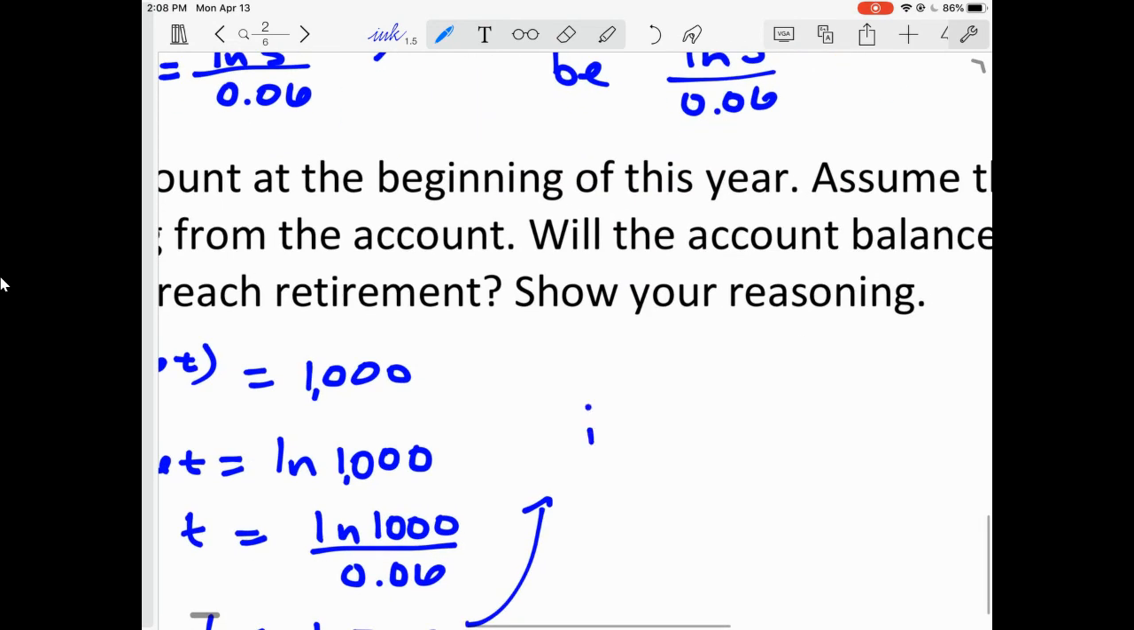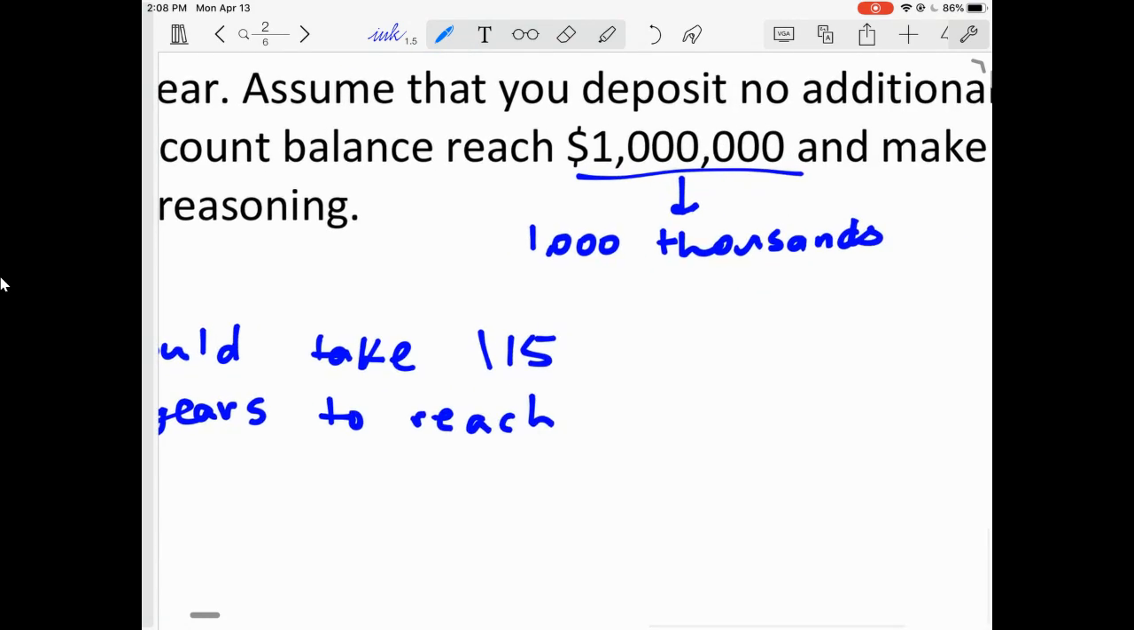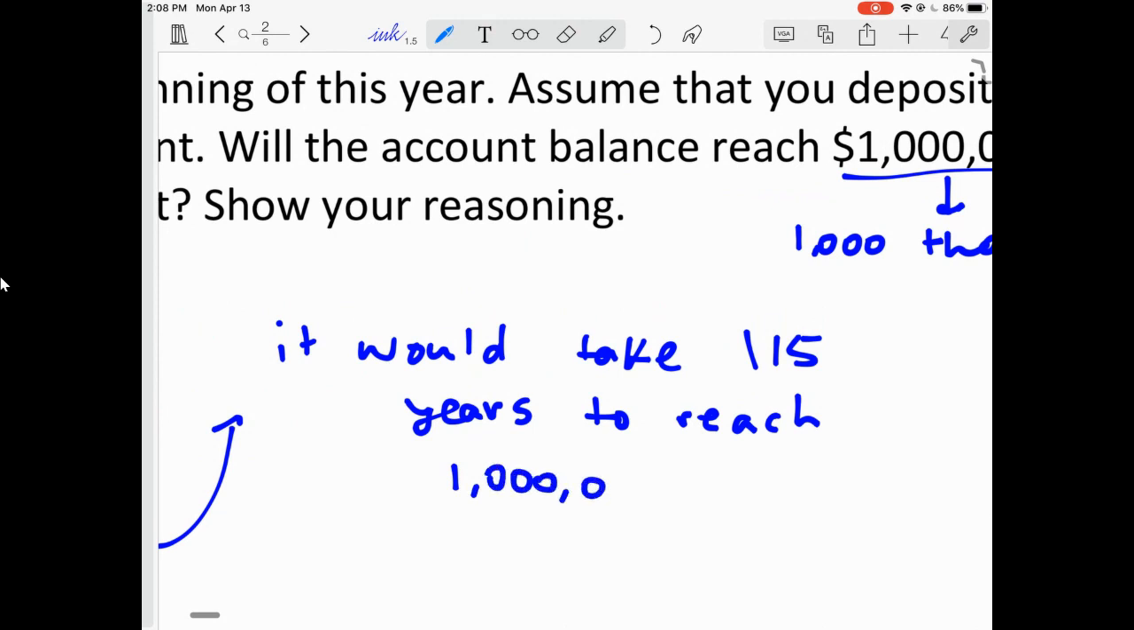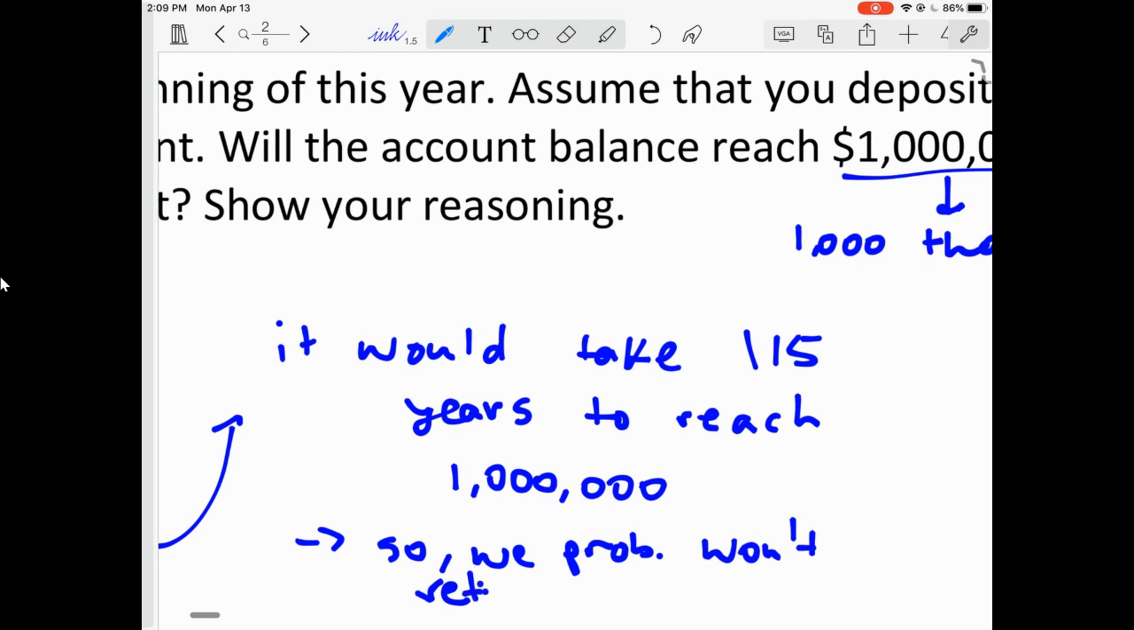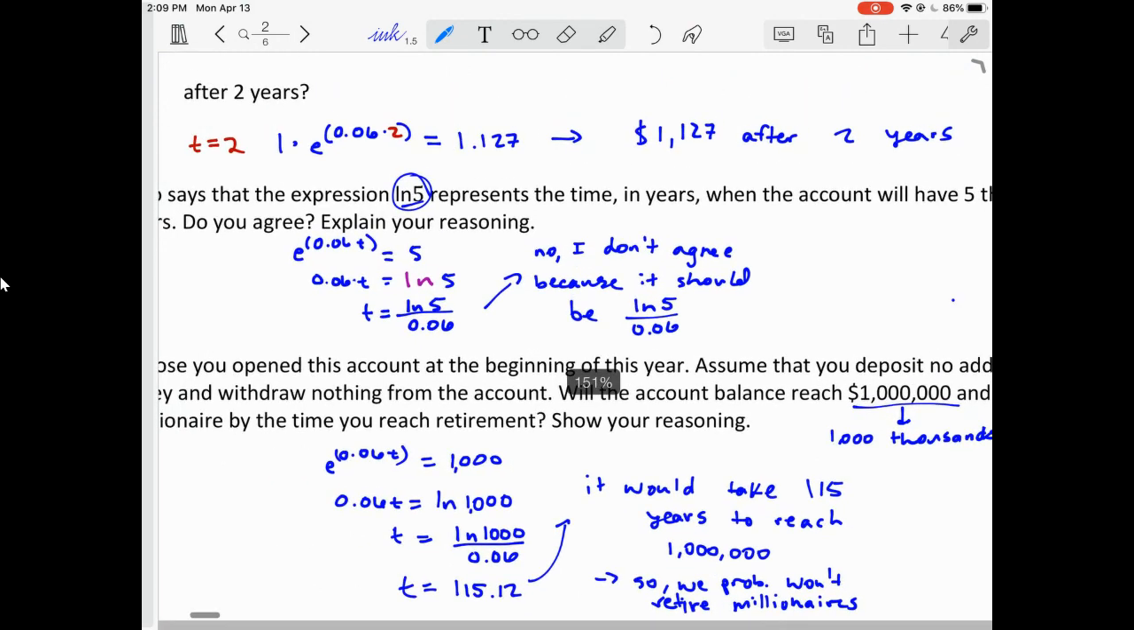So it would take 115 years to reach 1 million. So we probably won't retire millionaires. Unless you retire after 115 years. Good luck with that. So maybe it would have been better if we started with more money in our account than $1,000.